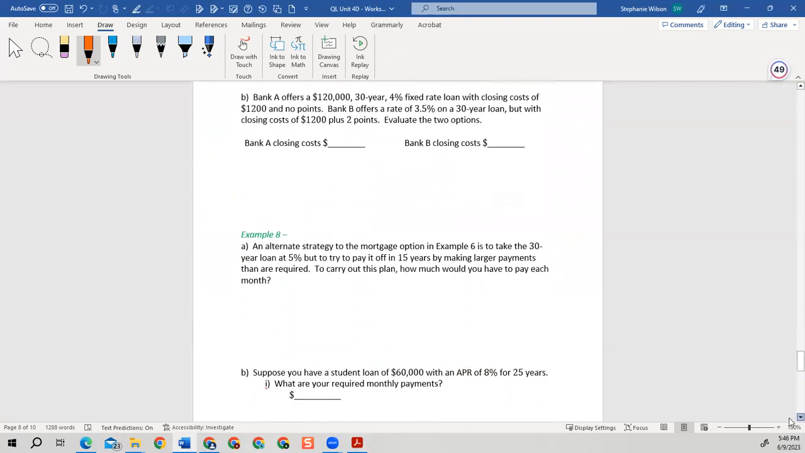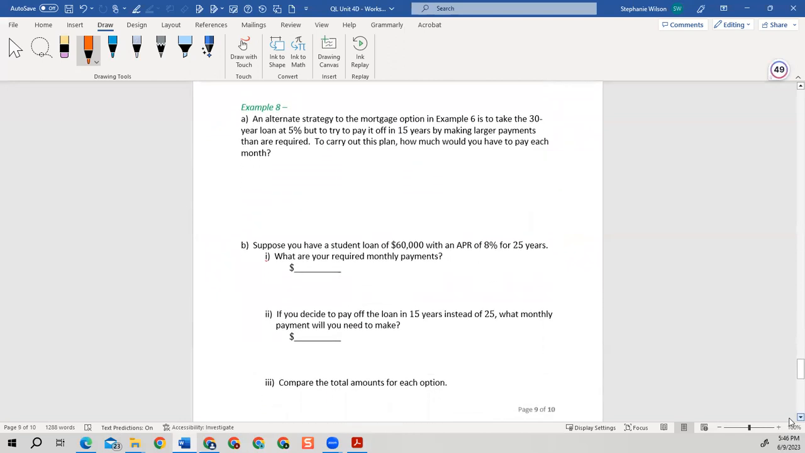So I'm going to move on. Let's go to this example here. It says an alternate strategy to the mortgage option in example 6 is to take a 30-year loan at 5%, but to try to pay it off in 15 years by making larger payments than are required. How much would you have to pay? So that would be great too. If you start paying more than what you signed on for on the 30-year loan, because you said you can afford those payments, and you double the payments, you get out from under it in 15 years. Well, is doubling it really going to get you out in 15 years?